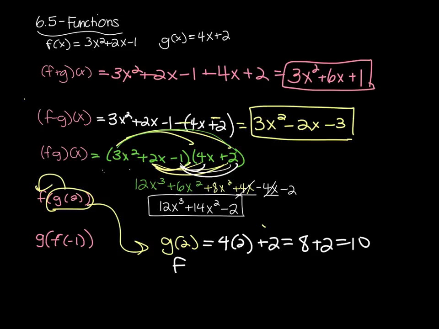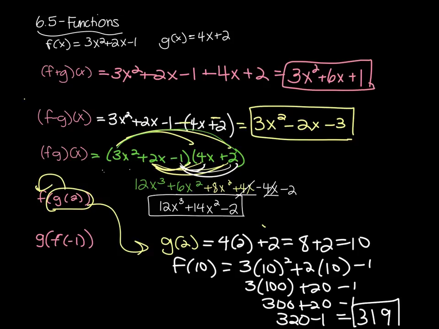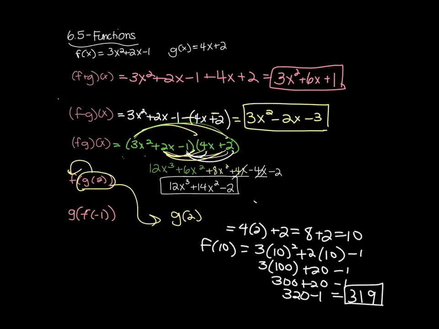And then I want to find f of 10. Go back to the f, which is 3x squared. So 3 times 10 squared plus 2 times 10 minus 1. 3 times 100 plus 20 minus 1, 300 plus 20 minus 1. 320 minus 1, which is 319. And that second overall answer is your answer, not in two parts, just that last one.